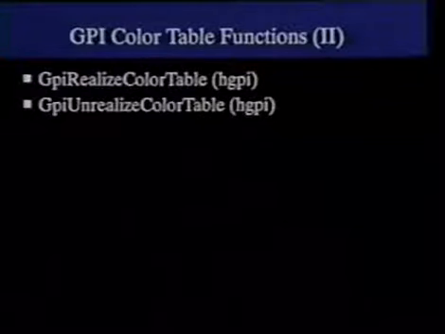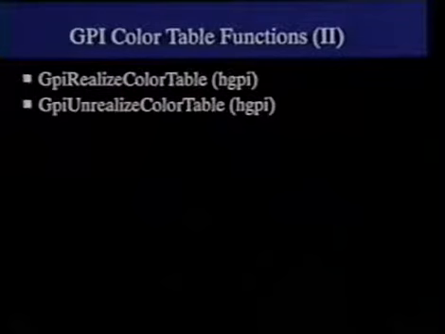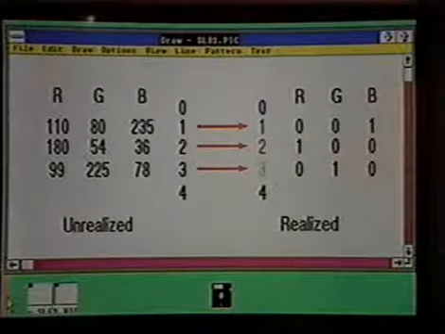You can set a range, you can set a few indices in a sparse array, you can set one index at a time, and you can find out what the current logical color table in a PS is. When you want to actually use a color table on a device, GPI provides functions that allow you to realize that color table. In the video here, what you can see is an image on the left.